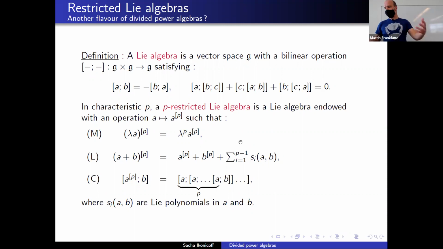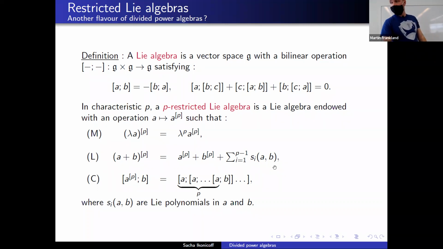One is like the monoidal relation. The other one I call Leibniz relation because it tells you what to do with the sum, and composition tells you what to do when you have a bracket of a P-map. Now, there are some Lie polynomials that appear here. You just need to know that there's an expression for that in the literature, but it's kind of complicated to define. And those P-restricted Lie algebras, I'm going to try and convince you that this is the right notion of Lie algebra when you are over a field of characteristic P.